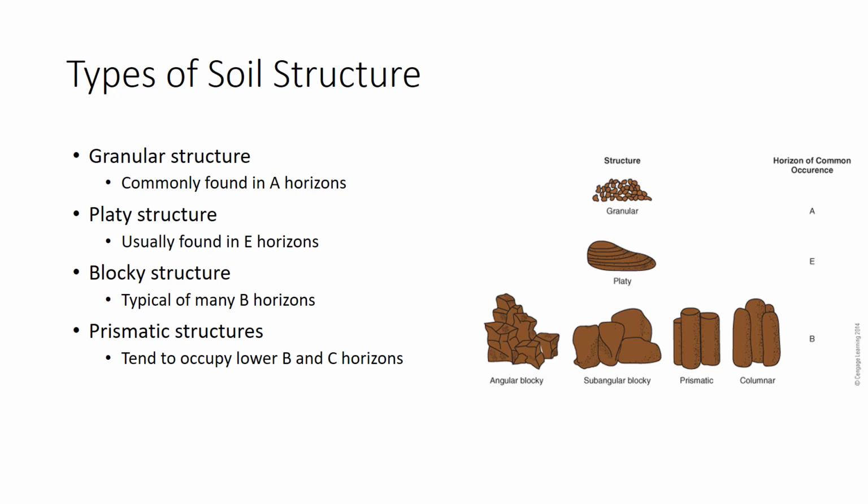Blocky structure is typical of many B horizons. Peds are large and block-like in shape. Blocky structure has medium permeability. Prismatic structures tend to occupy the lower B and C horizons. Peds are large, forming angular columns that stand upright in the soil. Prismatic structure is moderately permeable, whereas columnar structure is slowly permeable.